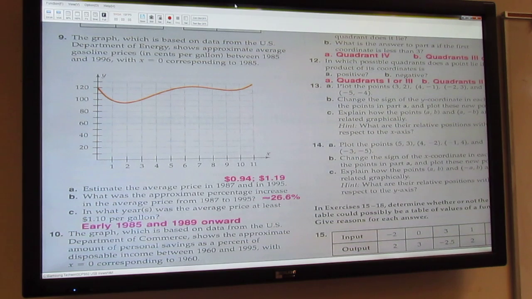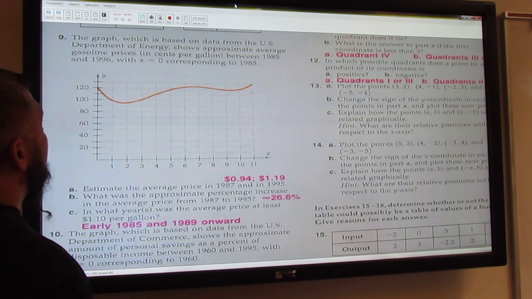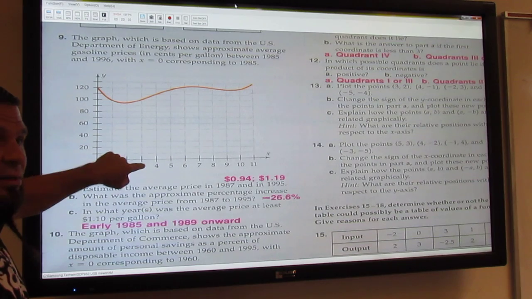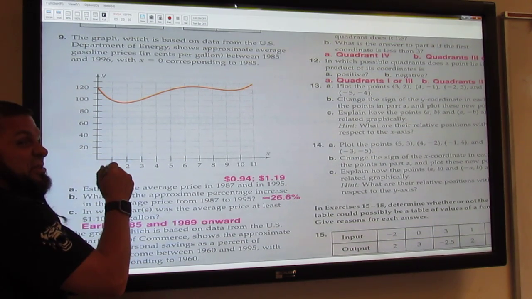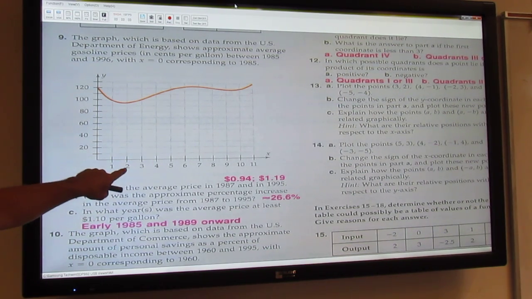Okay, the graph, which is based on the data from the Department of Energy, shows the approximate average of gasoline prices in cents per gallon. Okay? And then between 1985 and 1996, where x is equal to 0, corresponding to 85. So this is 85, 86, 87, 88. Does that make sense? Right? That's where I would write 86, 87, 88, right? Underneath it. So just remember, this is 86.